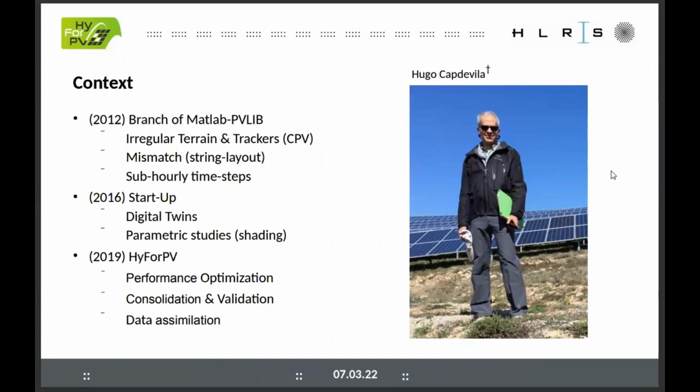In 2019, we organized the High4PV project with HLRS and the DLR, and the focus shifts a little bit. First, performance optimization, because the code was very, very slow up to that point. Consolidation and validation using high quality scientific data from DLR, and data assimilation, because the emphasis of the High4PV project is short-term forecast. So it's less about bias and more about RMSE now.